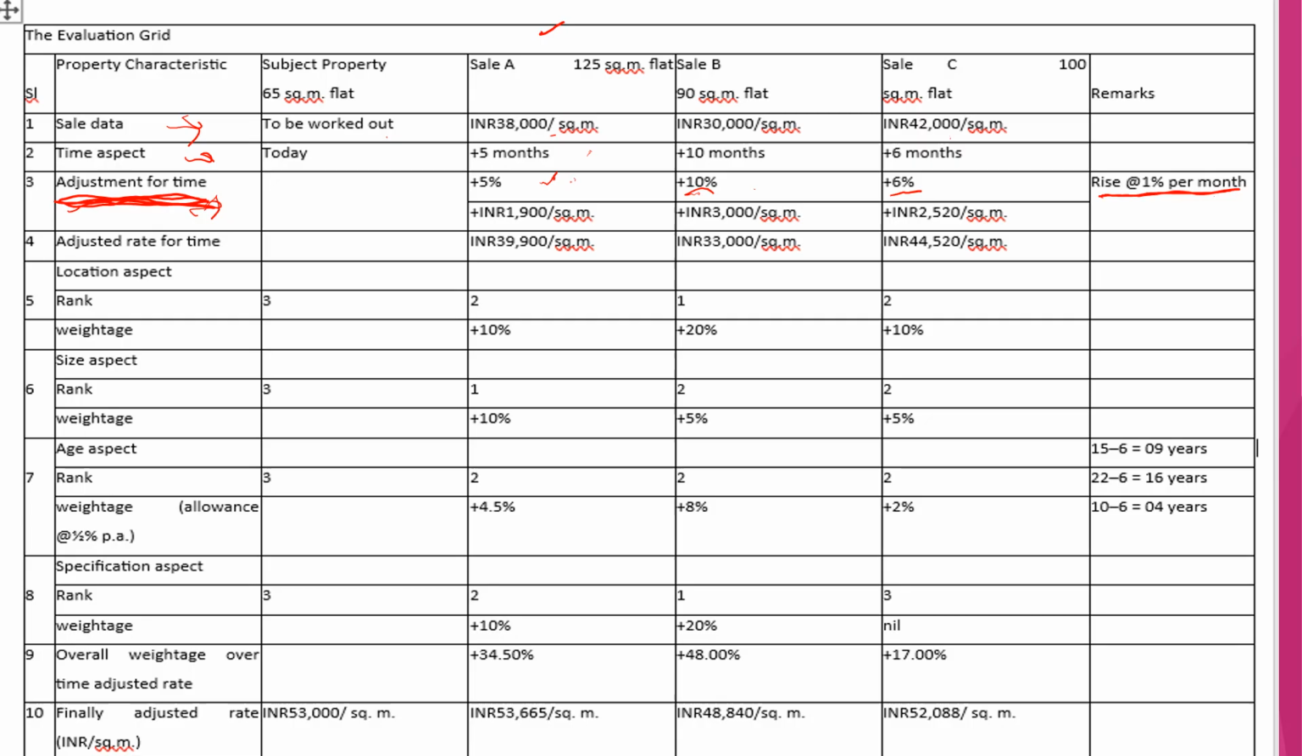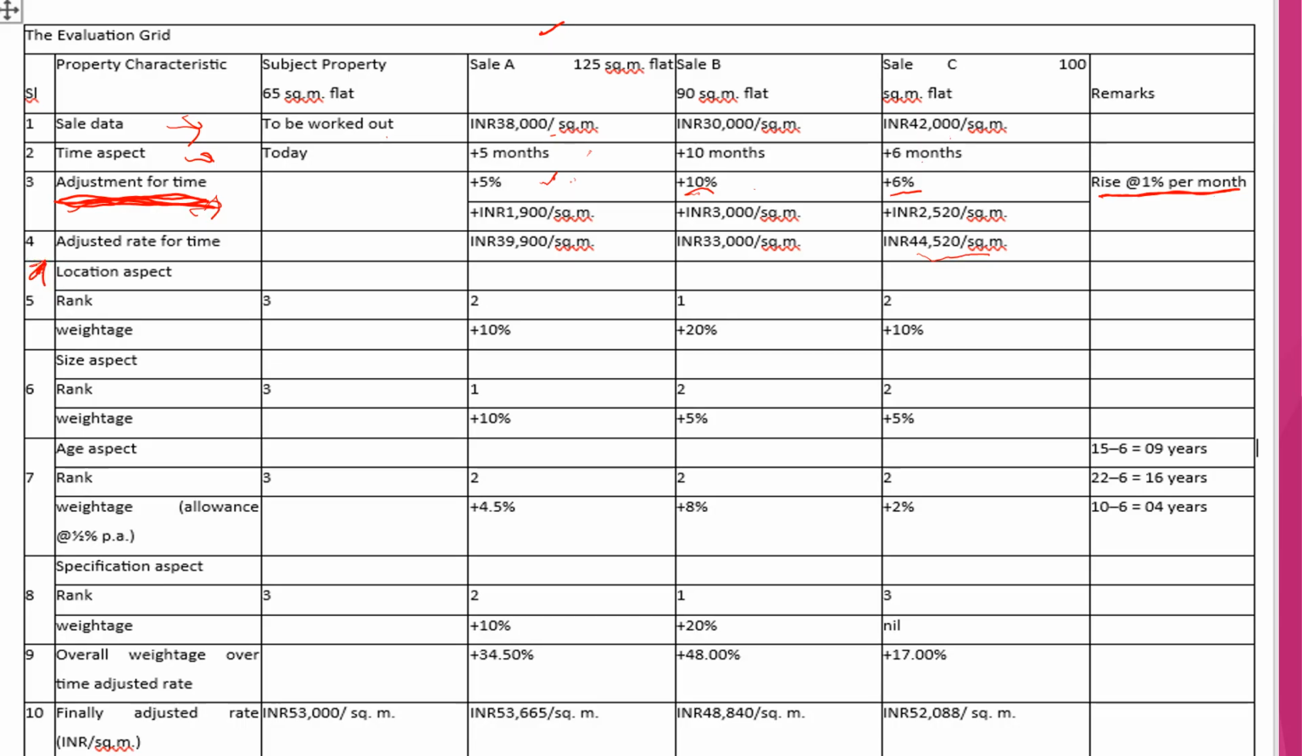So 5% of 38,000 is 1,900, 10% of 30,000 is 3,000, and 6% of 42,000 is 2,520 per square meter. So add to this value: 38,000 plus 1,900 is 39,900 per square meter, 33,000 per square meter, and 44,520 per square meter. So first you have applied for the time, and then for the location aspect.